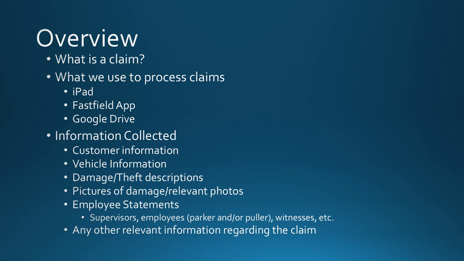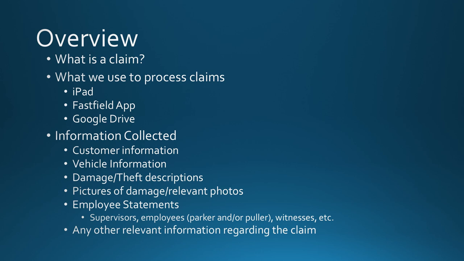When processing a claim, there is certain information that needs to be collected. That is the customer information, like their name, their address, things like that. The vehicle information, the type of damage that was done or the type of theft that was done, physically describing what happened. Also taking pictures of the damage or any relevant photos that revolve around the claim, whether it be another car that was damaged with it or a pole that was hit, as well as employee statements.